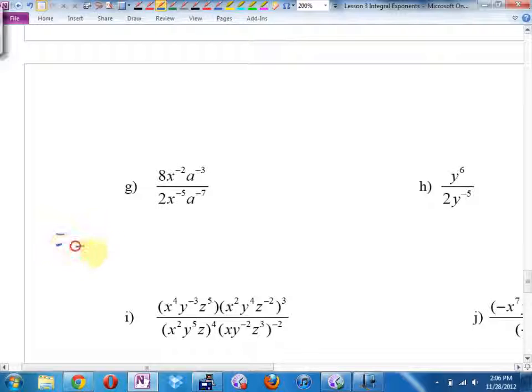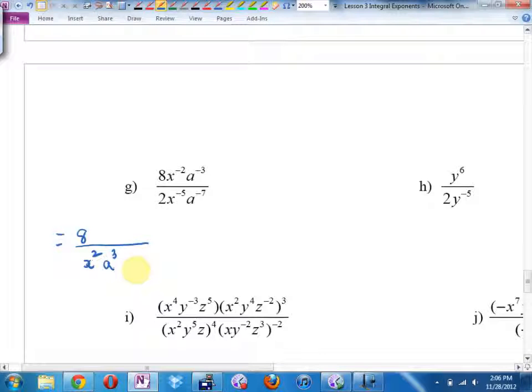Here we go. The 8, stay or elevator? Stay. The x to the negative 2, stay or elevator? Elevator. Drop it down. The a to the negative 3, stay or elevator? Elevator. Drop it down.